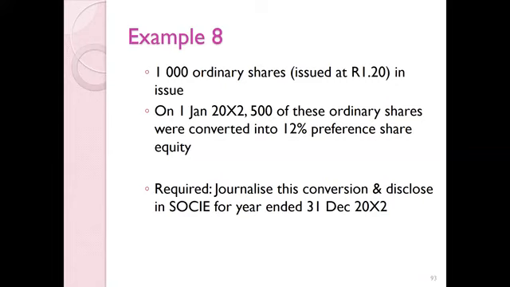And so here we can see what is ultimately the value of the ordinary shares that we are going to be converting. Okay, so we're taking 500 shares at a value of R1.20 each. So it means that the value of the ordinary shares being converted to preference shares is 600 Rand. If we are removing 600 Rand from our ordinary share capital, we need to debit it. And if we are increasing our preference share capital by 600 Rand, we need to credit it. Okay, so this is what is reflected in our journal entry. This is to show the conversion from ordinary share capital to preference share capital.